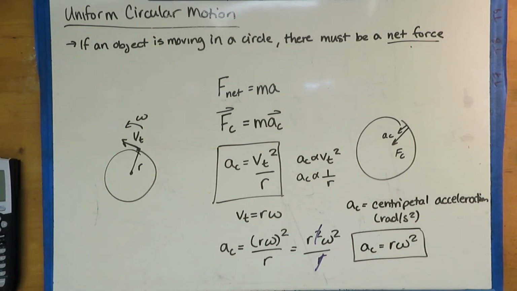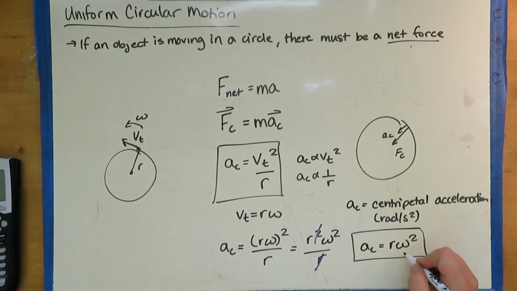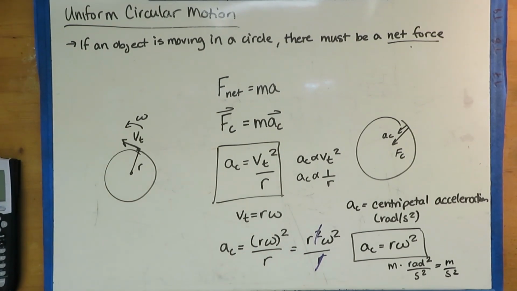squared. And once again, if you look at the units of this, this would be meters times radians squared per second squared. The radian squared cancels, so you're just left with meters per second squared. So this is a linear acceleration. You can do that up here with those variables as well.